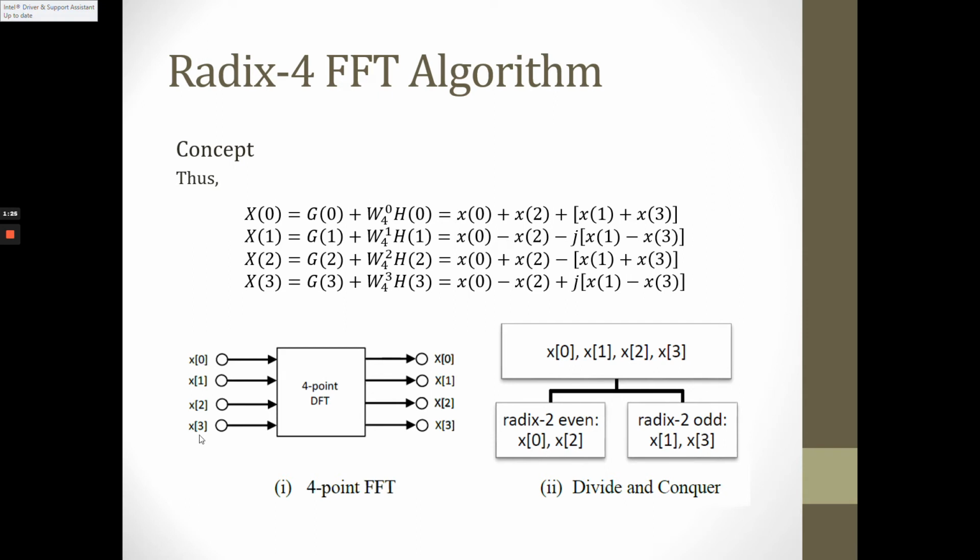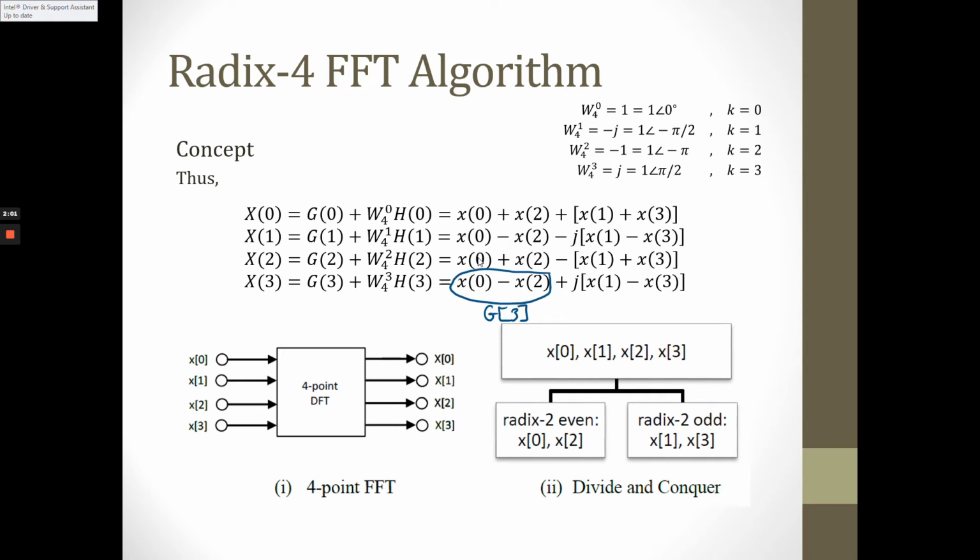Based on this function, we divide xn, x0 until x3, into radix-2 even, x0 and x2, the even function, and also radix-2 odd for x1 and x3. Then after we divide, we conquer based on each equation described in the signal flow graph in terms of the butterfly concept. So this value is based on this one, and this is based on the even function. This is the twiddle factor wk and also the odd function.